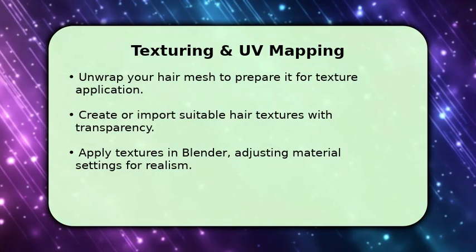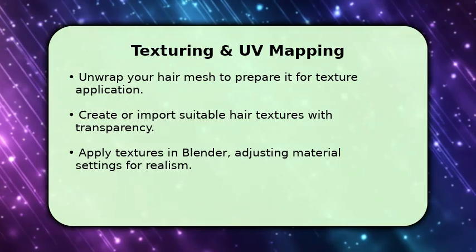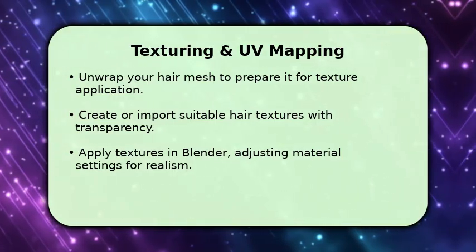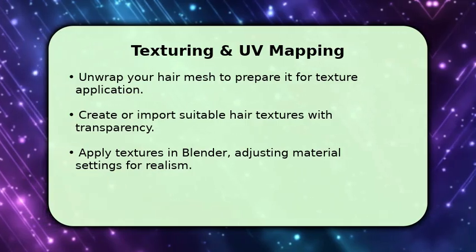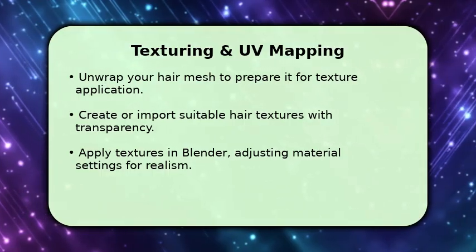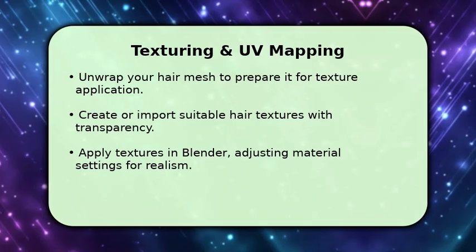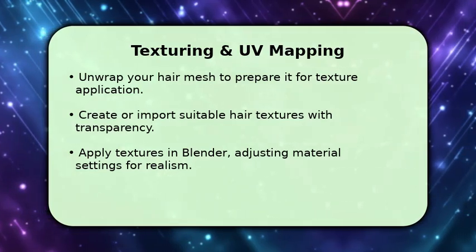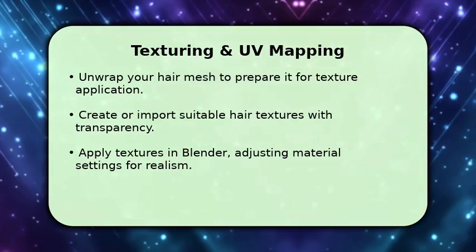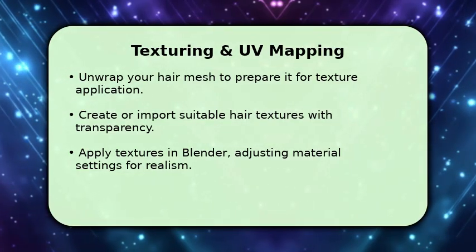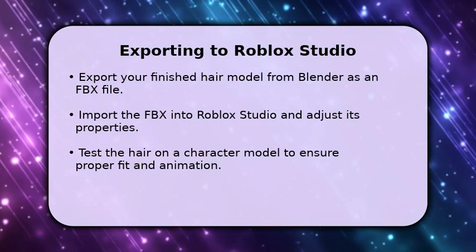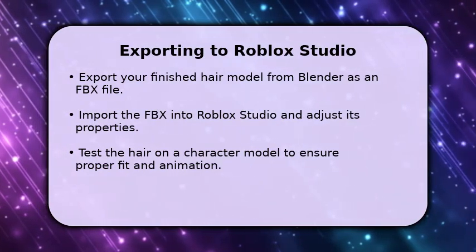Once your hair model is complete, it's time for texturing and UV mapping. First, unwrap your hair mesh to prepare it for texture application, ensuring all parts are properly laid out. Next, you'll either create your own hair textures or import suitable ones, making sure they include transparency for a realistic look. Finally, apply these textures in Blender, carefully adjusting material settings like roughness and transparency to achieve the desired visual effect for your hair.